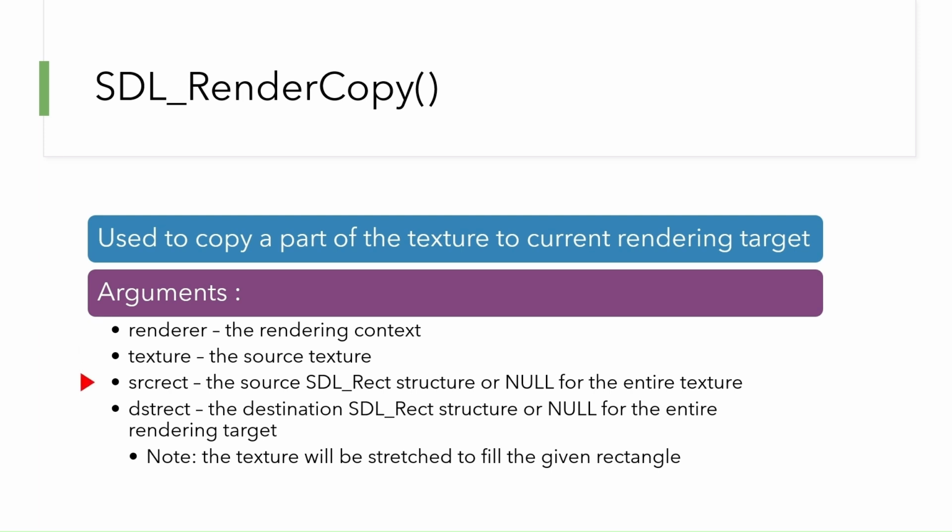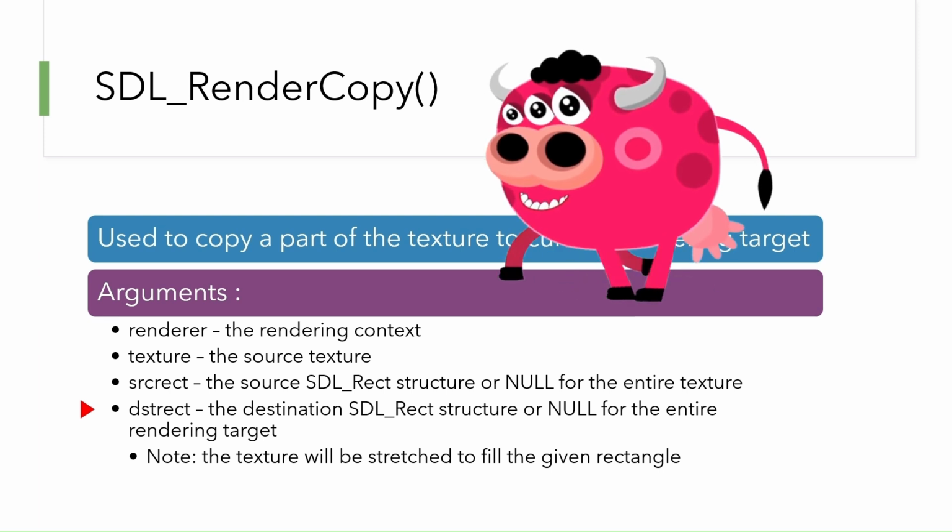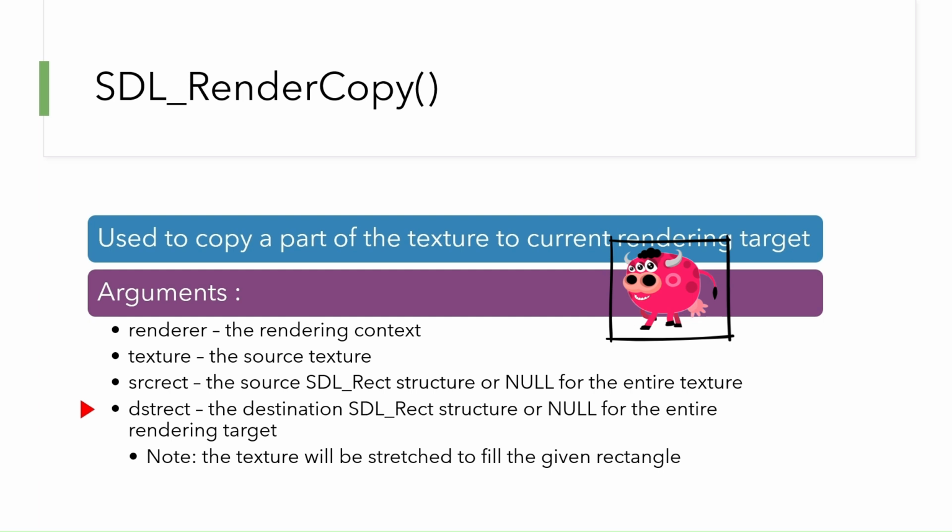The third argument, source rect, indicates whether we want the entire image to be copied onto our rendering context, or we want just part of the image, defined by an SDL rect structure definition, which we'll come to shortly. Similarly, in terms of the destination rect, we need to specify whether we want the image to cover the entire rendering context or the entire window, to put it simply, or we just want it in a particular rectangular region, again defined by an SDL rect structure.